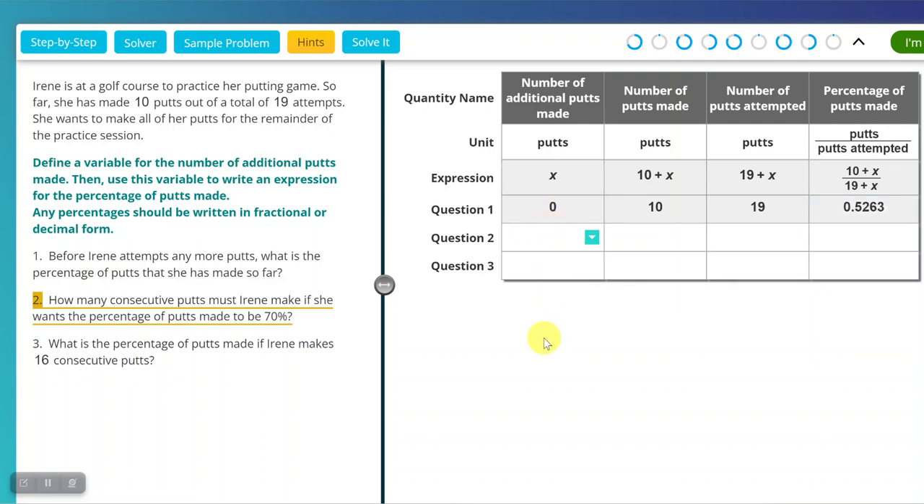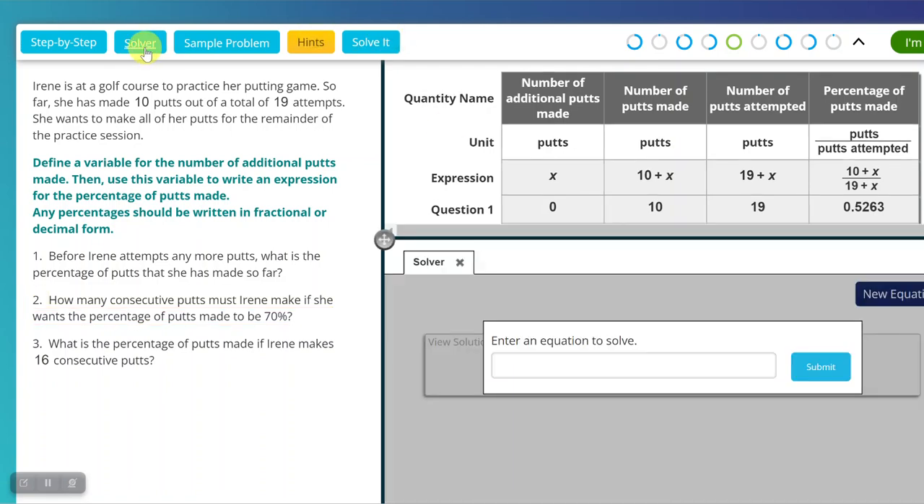Okay, question 2. How many consecutive putts must Irene make if she wants the percentage of putts made to be 70%? So we're going to go over here to percentage, and we're going to not type it in as a 70, but a 0.7. Okay. But we're not done. It jumped us to this one, but we're not done. We have to set up an equation here, don't we? We're going to take 10 plus x divided by 19 plus x and set it equal to 0.7.